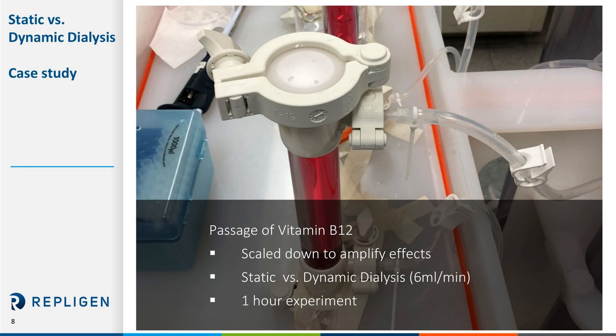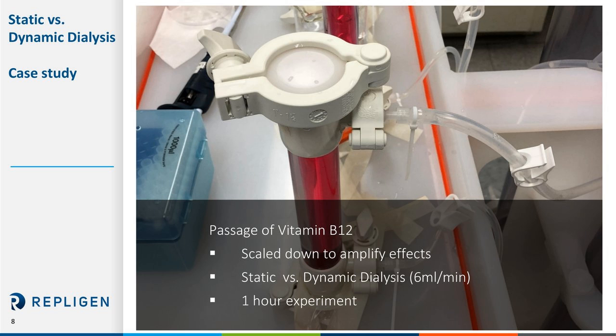So now I'd like to take you through just a few proof of concept and PD experiments. First, we're going to compare static dialysis to dynamic dialysis, looking specifically at the passage of vitamin B12 dialyzing against DI water. Now we use these scaled down devices. These are not commercially available, to sort of amplify the differences between the two. We compared static dialysis to dynamic dialysis at a flow rate of 6 mLs per minute. It was a 1-hour experiment. We were just looking at the initial passage of vitamin B12.